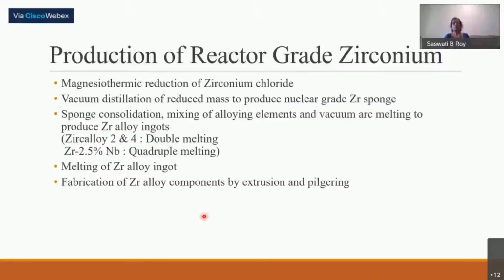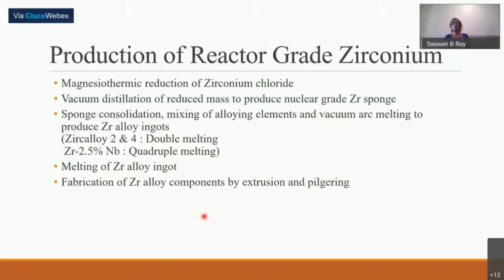After the reaction is over, it is cooled down. Now, if you take out the material inside, the magnesium along with your product material will again be contaminated with some amount of magnesium chloride and magnesium. So that needs vacuum distillation again. The zirconium which has been formed needs vacuum distillation. After vacuum distillation, you remove all remaining magnesium and magnesium chloride, and you get zirconium sponge.